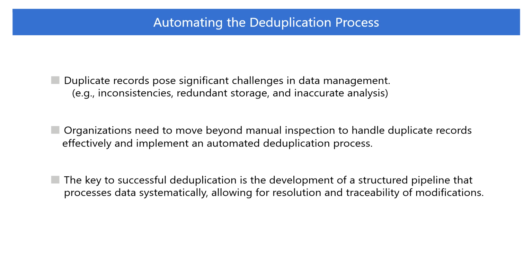Duplicate records pose significant challenges in data management, leading to inconsistencies, redundant storage, and inaccurate analysis. We need to move beyond manual inspection to handle duplicate records effectively and implement an automated de-duplication process. Automation ensures efficiency and improves accuracy by applying consistent rules across large datasets. The key to successful deduplication lies in developing a structured pipeline that processes data systematically, allowing for both resolution and traceability of modifications.